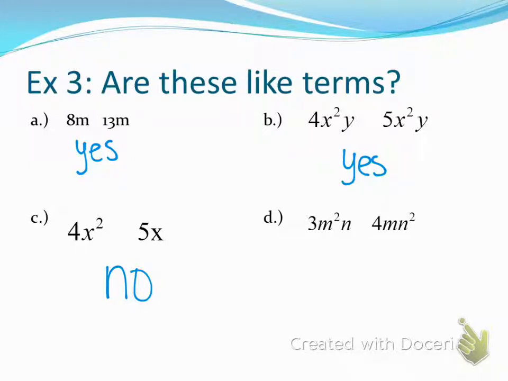All right, and part D, Jariel, what do you think? No. On this one, we have squareds, but it doesn't belong on the n for these to be like terms, right? We would have to have the m being squared on both of them, or the n being squared on both of them. We can't mix it around.